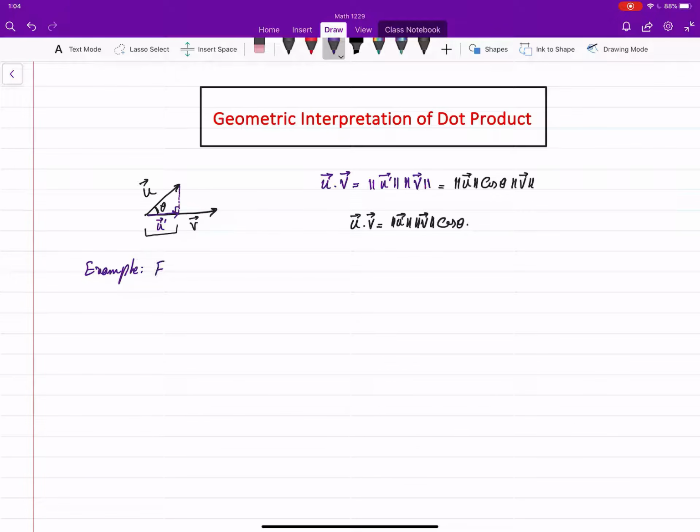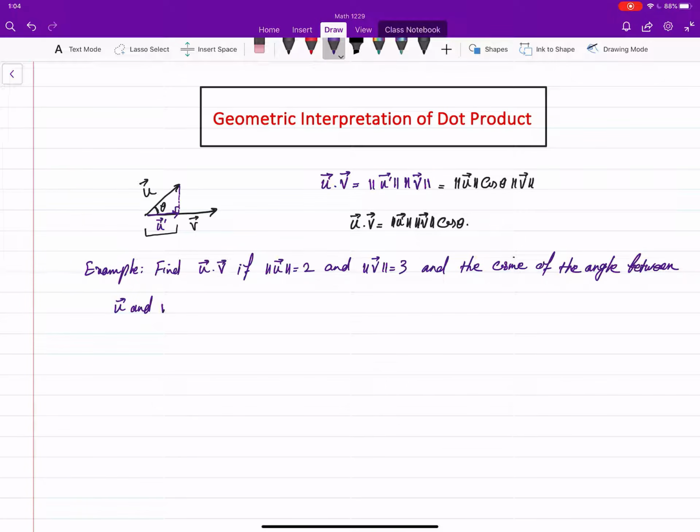Example, find u dot v if the length of u is equal to 2 and the length of v is equal to 3 and the cosine of the angle between u and v is equal to 1 over 5.